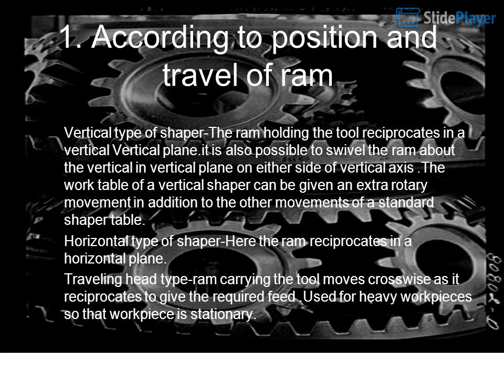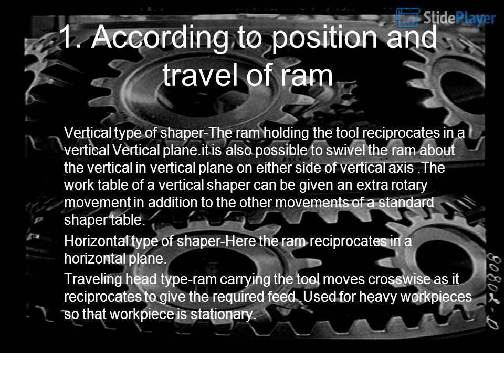Vertical type of shaper. The ram holding the tool reciprocates in a vertical plane. It is also possible to swivel the ram about the vertical plane on either side of the vertical axis. The work table of a vertical shaper can be given an extra rotary movement in addition to the other movements of a standard shaper table.